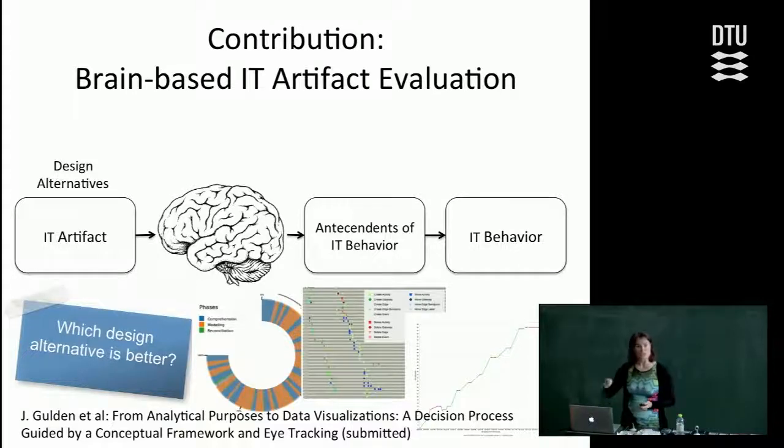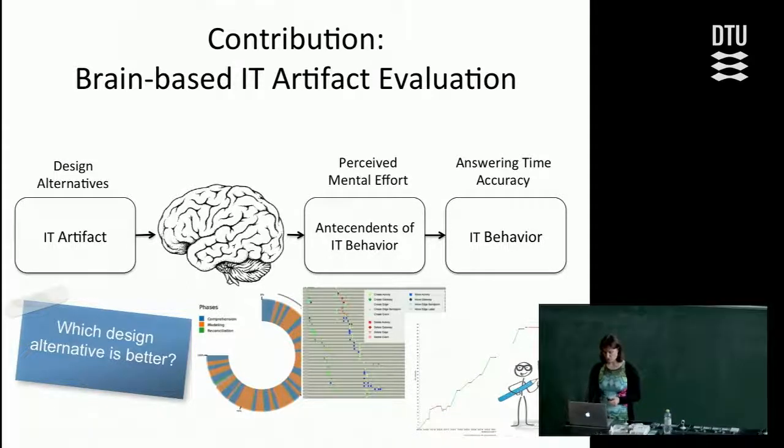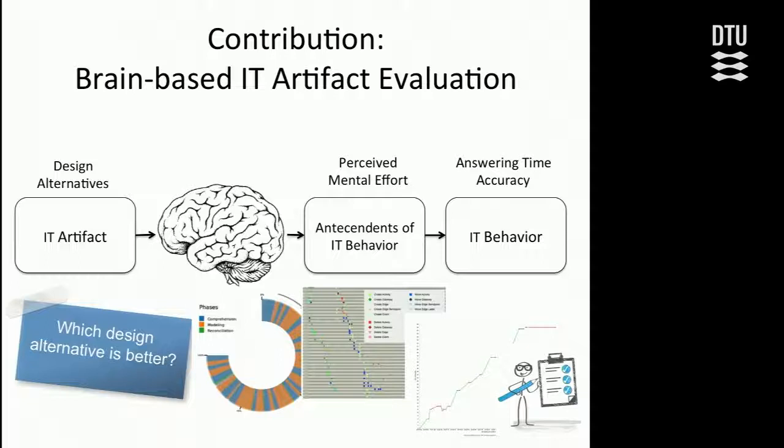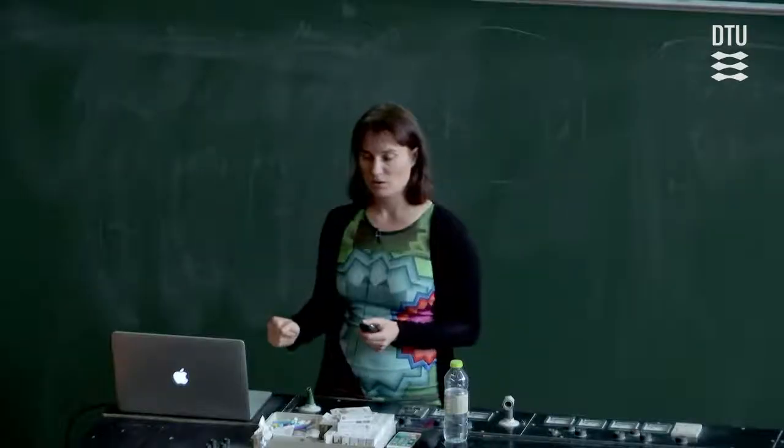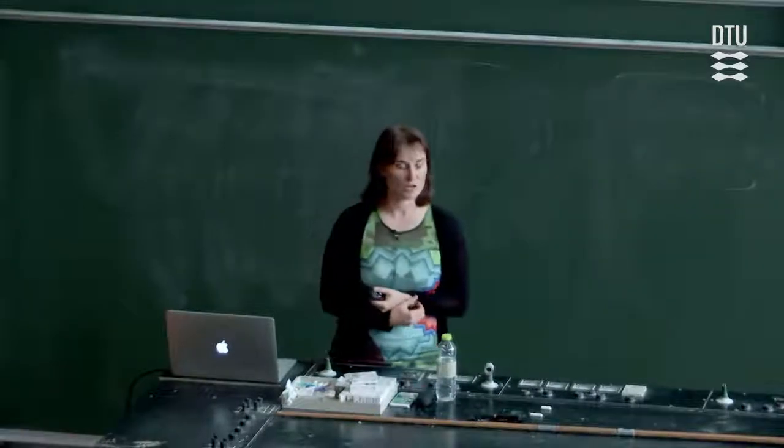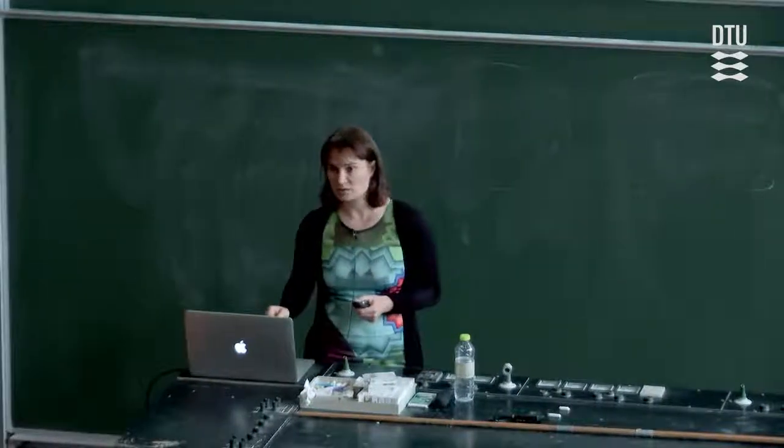in the decision-making processes when using different visualizations, we essentially conducted an eye-tracking study where we presented different visualizations and asked the participants different questions about these visualizations. And then we analyzed the data, on the one hand looking at fixation data, so where on the screen the participants looked, and we did some statistical analysis.